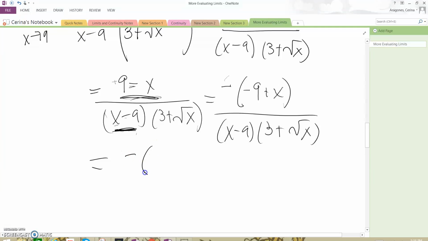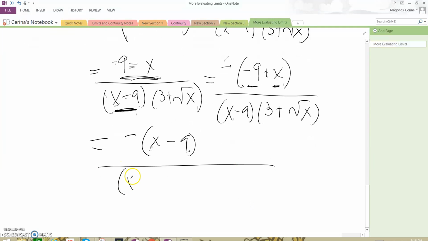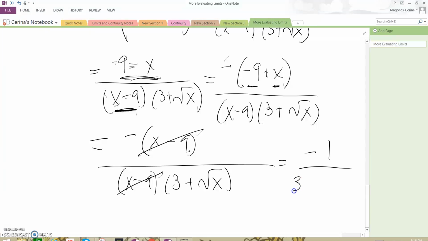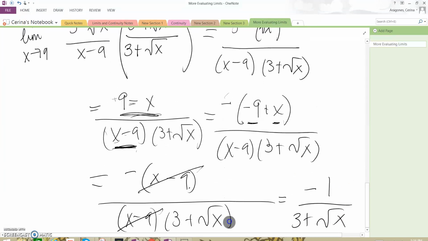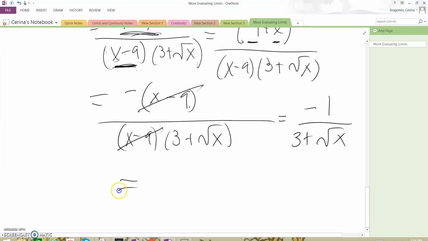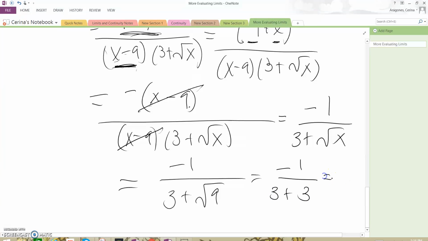That becomes then negative times x minus 9. All I did was switch the negative 9 and the positive x. Okay, and over x minus 9 times 3 plus root x. Now I can cancel out this x minus 9 and this x minus 9. I'm left with negative 1 over 3 plus root x. And now hopefully I can plug in x approaching 9. So I'm left with negative 1 over 3 plus root 9, which is equal to negative 1 over 3 plus 3, which is equal to negative 1 over 6. And that is our limit.